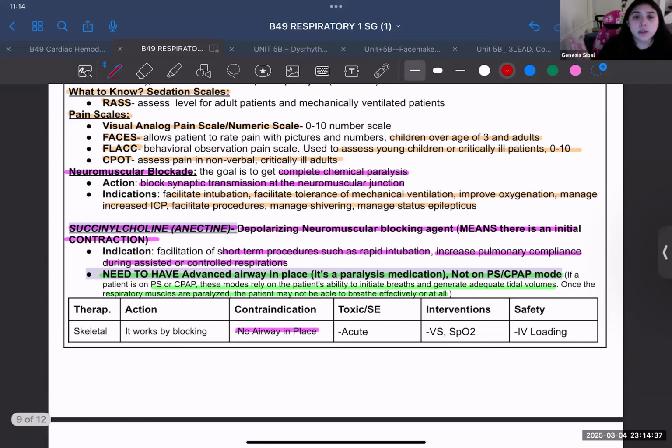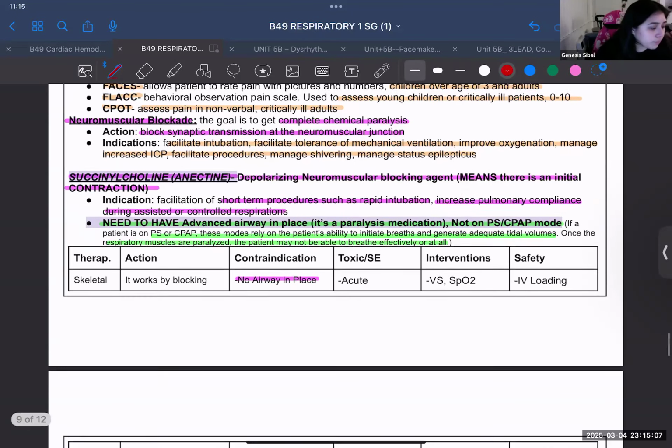Pain scales: it's the same scales that we've always used, right? Numeric scales, the faces scale more with children. That's just the pictures one. The FLACC scale, again, also with children, is observation. CPOT is more of the one that we harp on in clinic, and I think she would ask it in an educational or testing setting, just because this is the one we use more. It helps assess pain in nonverbal critically ill adults, and most of the time your patients are going to be vented in an ICU setting. CPOT is usually the one that we're using for that.